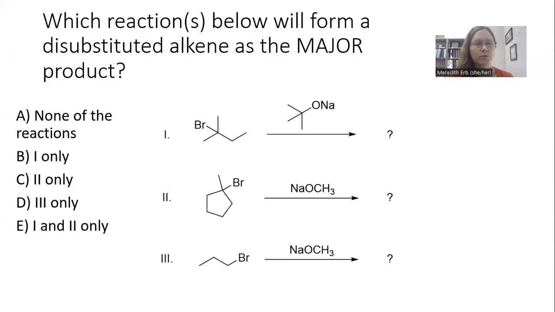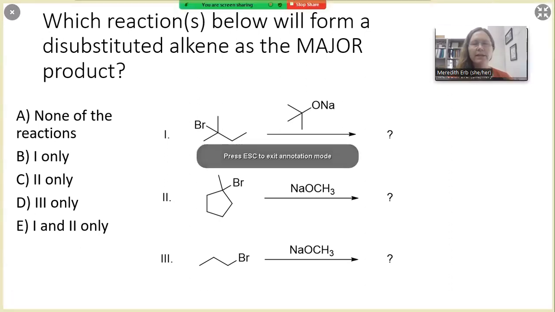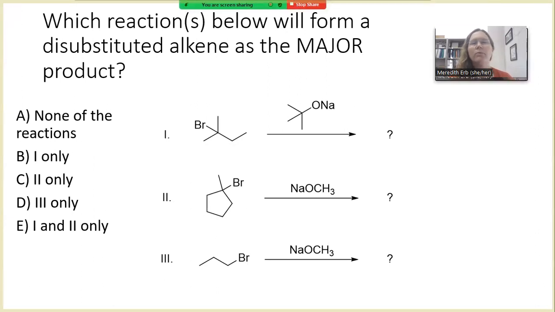This question asks, which reactions below will form a di-substituted alkene as the major product? This question is fairly complex because there's a lot going on. We have 3 different reactions to consider, and we have a couple of definitions, such as a di-substituted alkene, that we also have to think about and know what that means. First things first, I'm going to recommend that we look at each reaction and think about what mechanism is happening, and also think about what product is being formed.